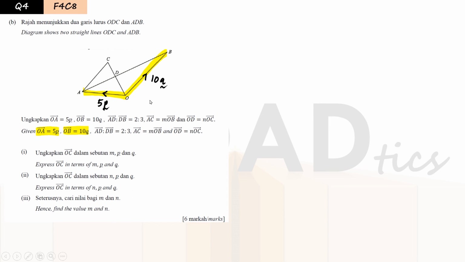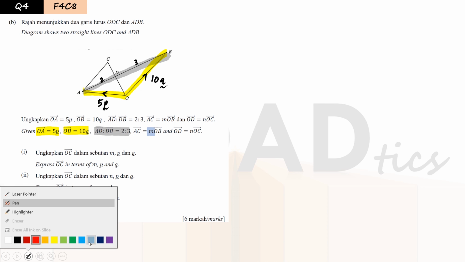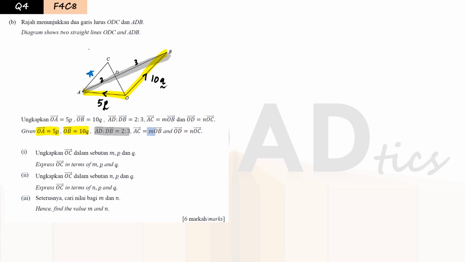Also, for the next part, we are given the ratio between AD and DB, which is the ratio of this line, ADB. AD here is 2 parts and DB here is 3 parts. For the next two equations here, it is describing the relationship between the vectors. AC and OB are related through M. Let me label these two vectors in blue to indicate that these two vectors are related by M.